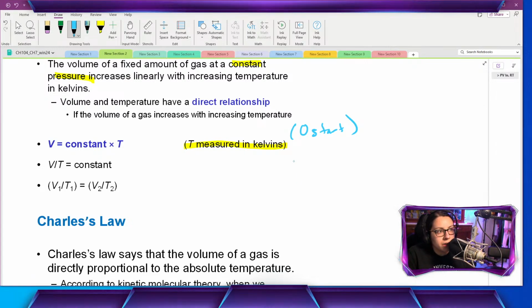And so what we find is we get this equation. I'll rewrite it: V1 over T1 is equal to V2 over T2. And again, temperature in Kelvin. Star that, whatever you need to do so you don't forget.